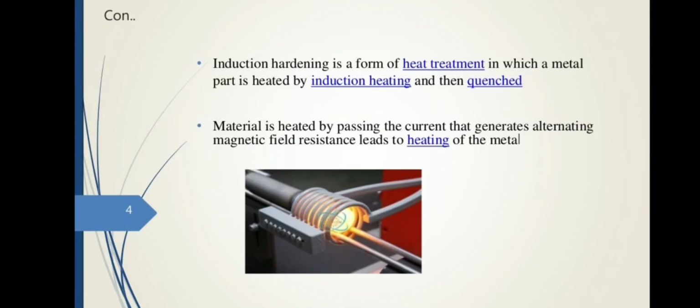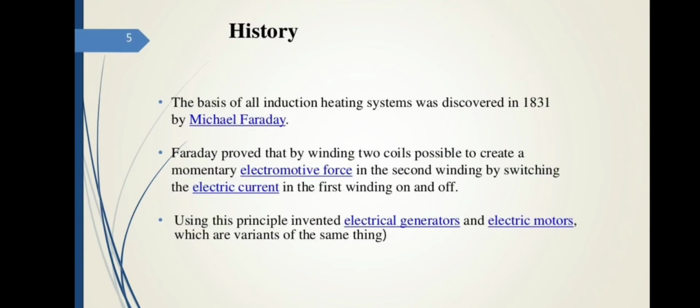Induction hardening is a form of heat treatment in which the metal part is heated by induction heating and then frequently quenched. The material is heated by passing a current that generates an alternating magnetic field, and resistance leads to the heating of the metal. As we look at its history, the basis of all induction heating systems was discovered in 1831 by none other than Michael Faraday.